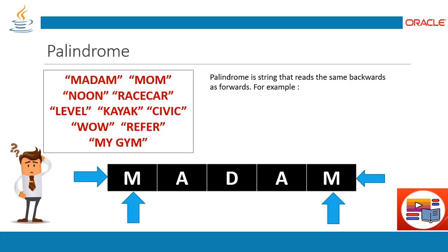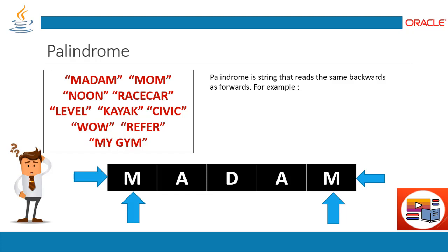A palindrome is an algorithm where a string or a number or any particular content reads the same backwards as forwards. To understand it, let's see a few examples like madam. If you start from the front M and the last M, that's the same word. Mom, noon, race car, level, kayak, civic, wow, refer, my gym. So all these words are palindromes.